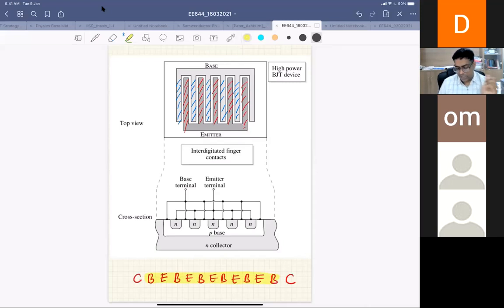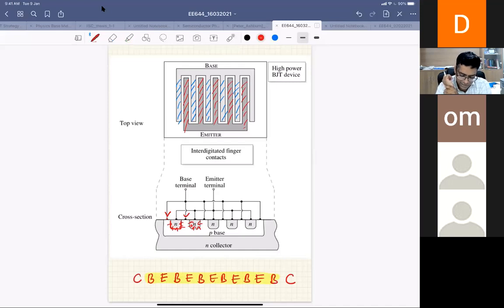In this way I can reduce the current crowding effect. If you see, this is my base current, this is my base current, but since the emitter area has been reduced, basically all the emitter regions will be properly biased. And you can decide the number of fingers. So if your emitter area increases, you can increase the number of fingers. By doing that, you can reduce the current crowding.